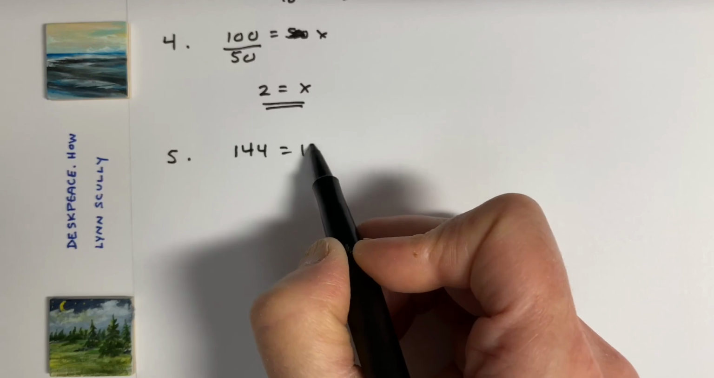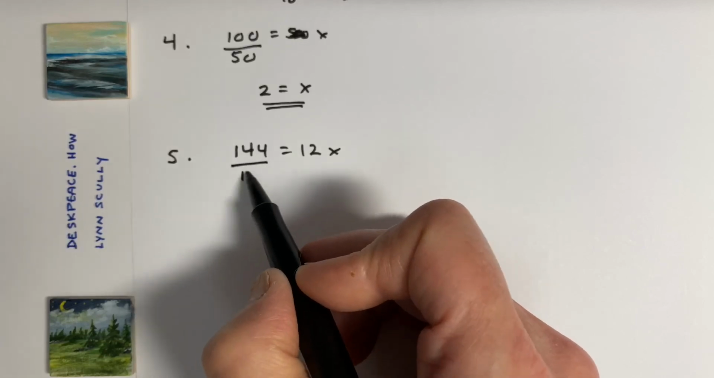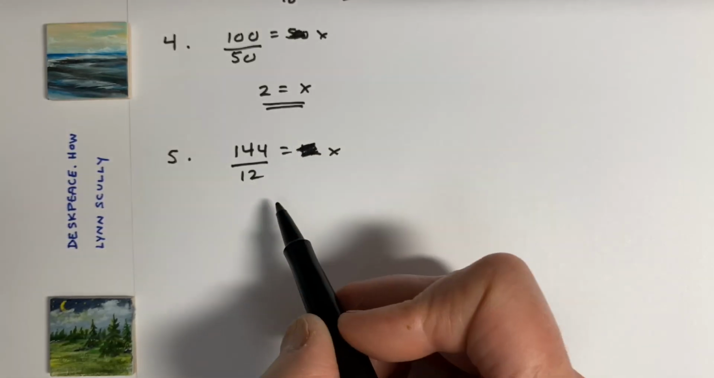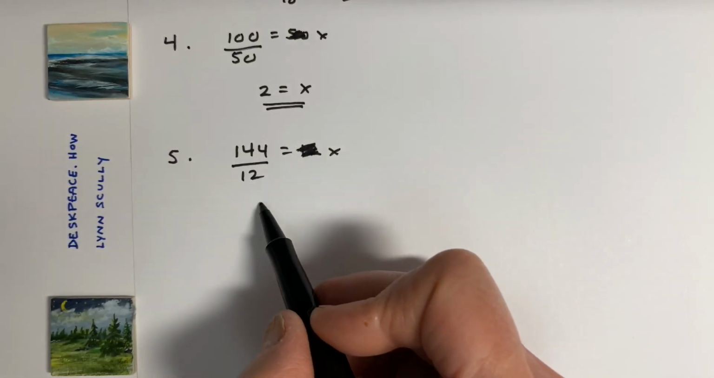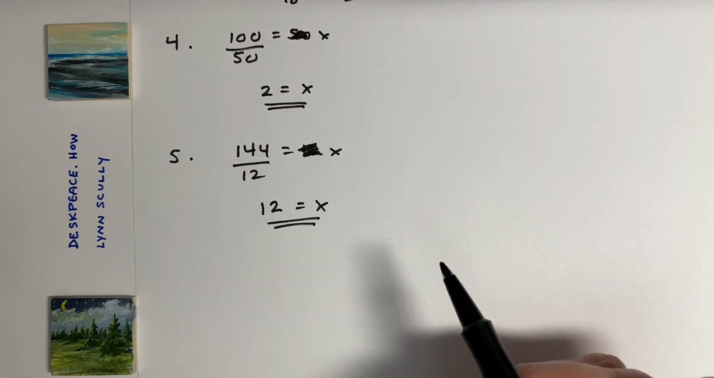Number 5. 144 equals 12x. X is my unknown. 12 is attached by multiplication. Move it by division to the other side of the equal sign. And 144 divided by 12 is 12, one of our perfect integer squares.